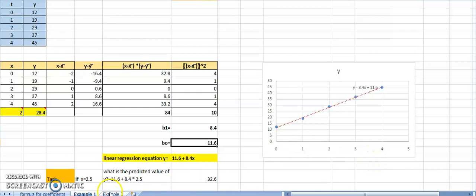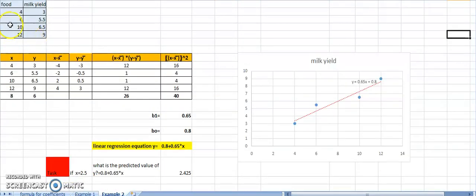Okay, now we pick up another example. The example is the amount of food you feed to a cow and the amount of milk that it yields. So we are trying to predict the output y on the basis of x, that means the milk yielded by the cow, depending on the food that we provide to the cow.